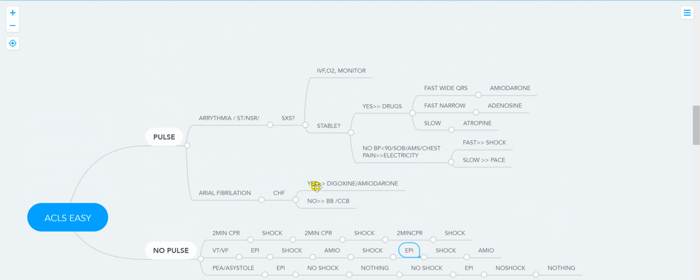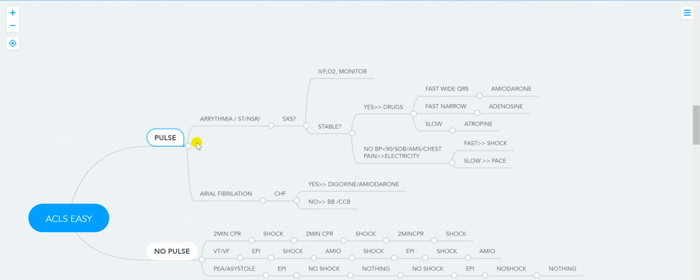AFib: if CHF, digoxin; if no CHF, beta blocker or calcium channel blocker. So for arrhythmia, the first thing you look at is the pulse. If there is a pulse, then you look at their symptoms. You give IV fluid, oxygen, and monitor. Look at stability.